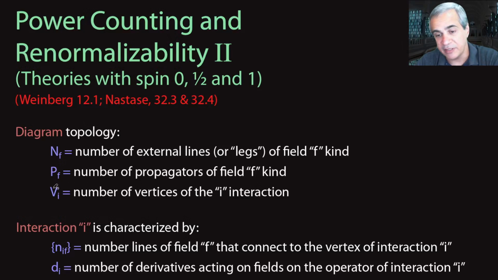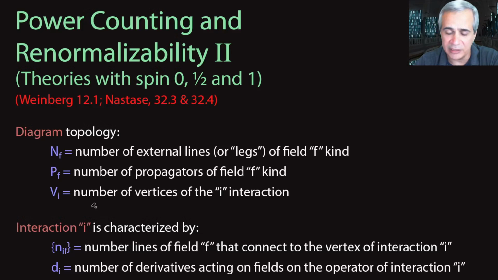And for the vertices, I will use a different numbering to keep track of the different interactions, because even between fields of the same kind, I can have more than one type of interaction. So say, even if I have just a scalar, I could have a theory that has a lambda phi 3 plus a phi 4 plus a phi 5, different powers of this field, so different interactions.